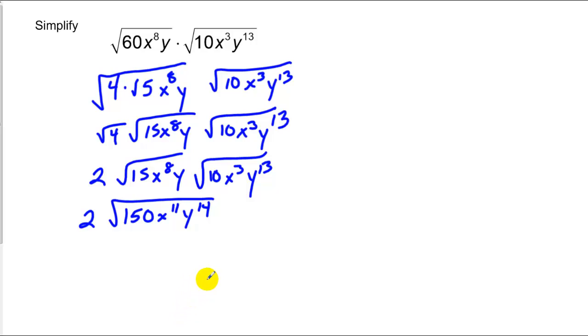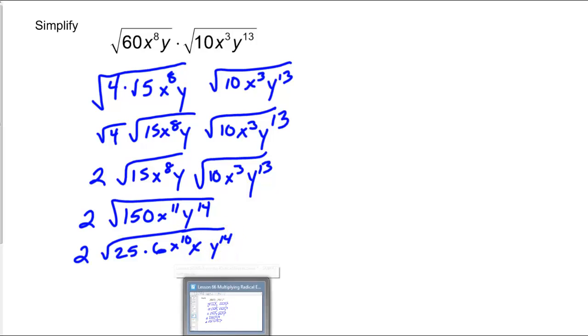Now within 150, there's at least one perfect square factor that I can think of right off the bat, and that's going to be 25. So I have root 25 times 6 is 150. X to the 11th can be broken down into a perfect square by just subtracting 1 from that power. So I get x to the 10th times x. Y to the 14th, since it's an even power, is already a perfect square, so I'll leave that as is.